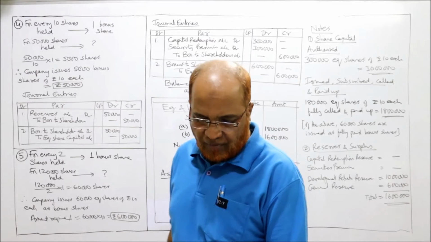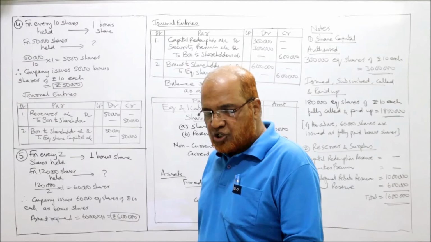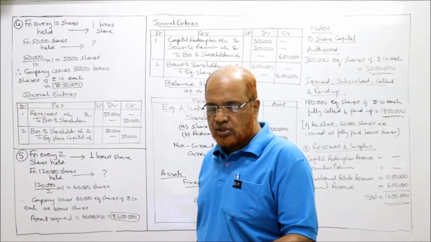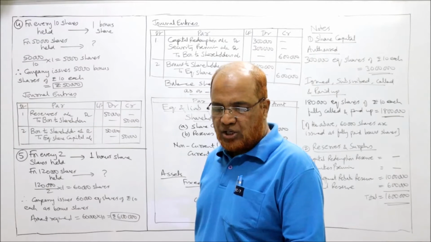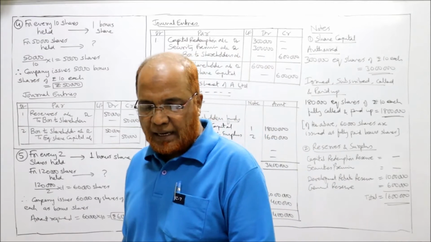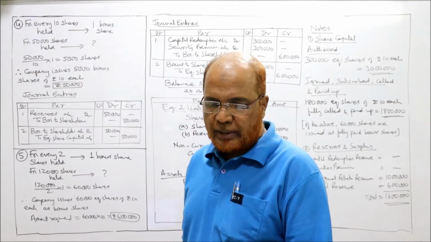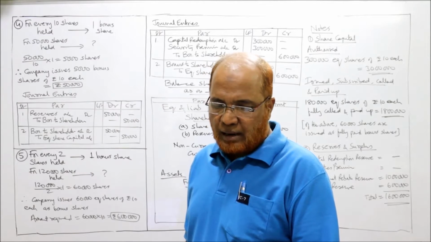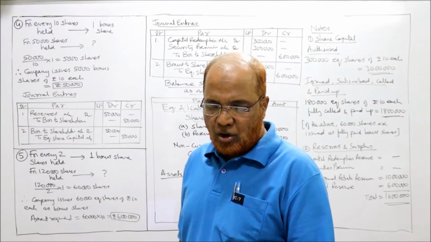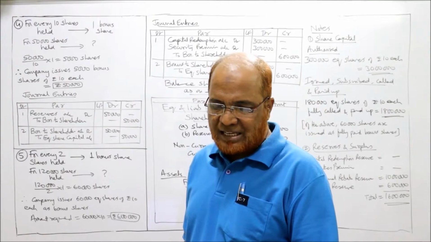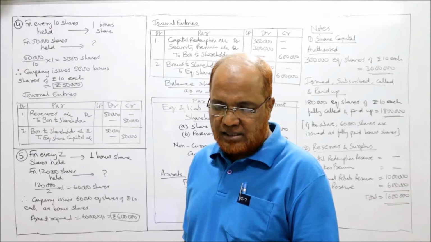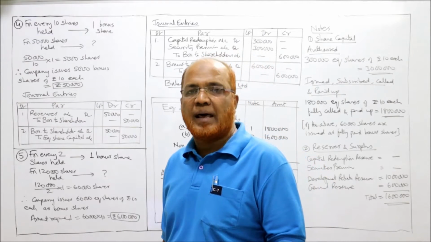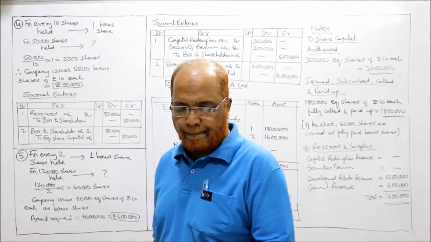Now, problem number 5. The balance sheet of A Limited as on 31st March 2003 is as follows. Equity and liability, shareholders fund, share capital 12 lakh. Reserves and surplus 22 lakhs. Non-current liabilities nil, current liabilities nil. Non-current assets, fixed assets, tangible assets 30 lakh, current assets 4 lakh. This is the complete balance sheet before bonus issue.